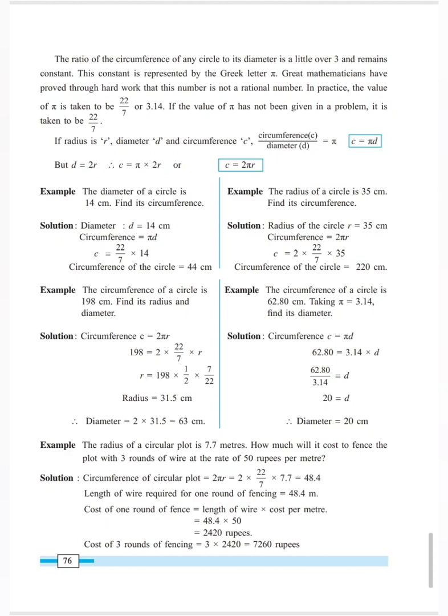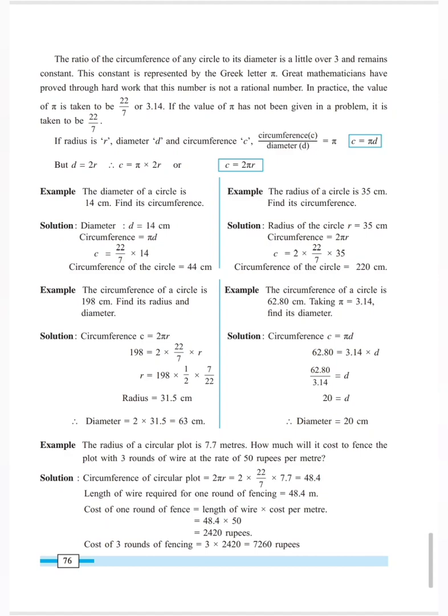Let's solve. Circumference of a circular plot is equal to 2 pi r. Value of 2 is kept same. We are using 2 pi r, not pi d. D is double of radius, so instead of d we can use 2r also. Pi is kept same. So 2 pi r is equal to 2 multiplied by 22 upon 7. 7 can be crossed with 7.7. Therefore 22 upon 7 is used here in this example, not 3.14.